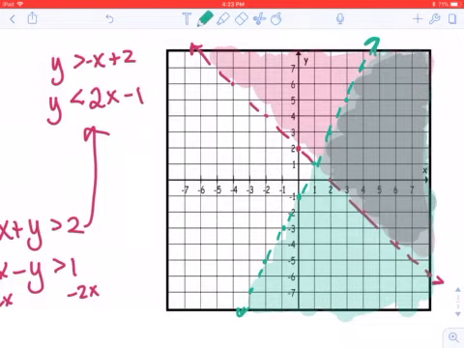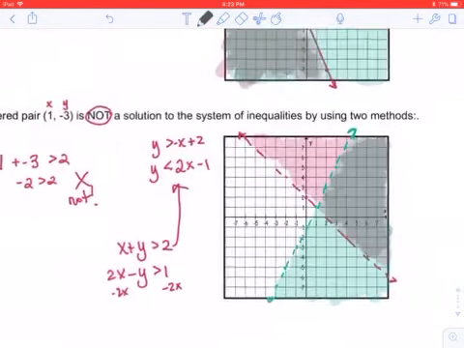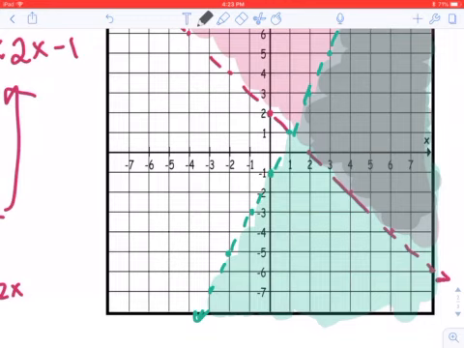Alrighty, so again, I'm trying to prove if 1, -3 is a solution or is not. So 1, -3 is not in the double shaded region, so no, not a solution.